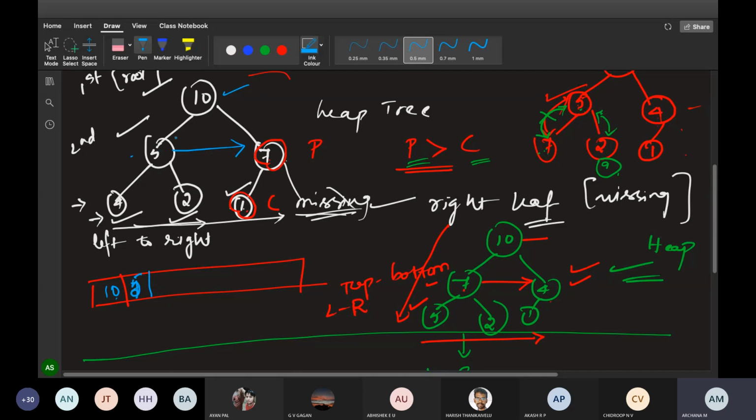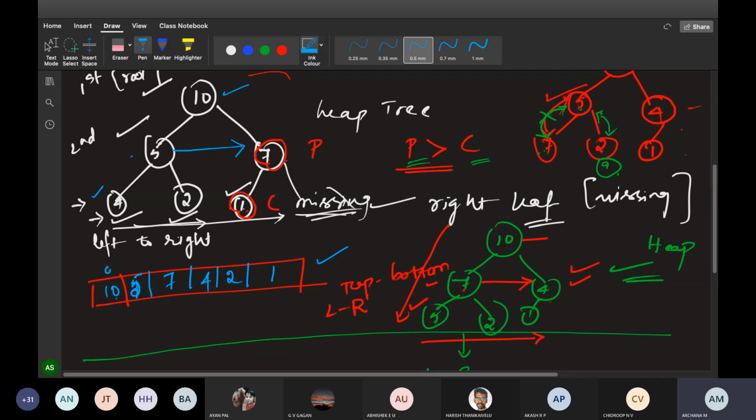Okay, 5 I will write. Next I will come to 7. That level is completed. Now come to the next level, move from left to right, and write all the elements from left to right which are there in the next level: 4, 2, 1. Okay, this is how we represent it in the form of an array. Understood? Yes, ma'am.